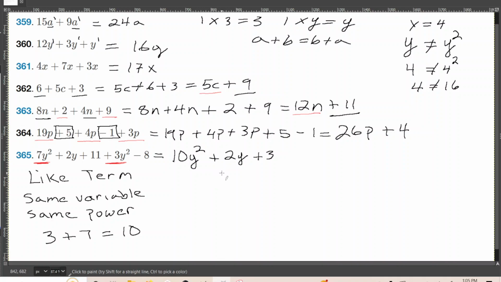How long has this video gone on? So it's been about 9 minutes. I think I'm going to make one more that shows a little bit more of these difficult ones, because combining like terms can be tricky. Anything in math really can be tricky, right?